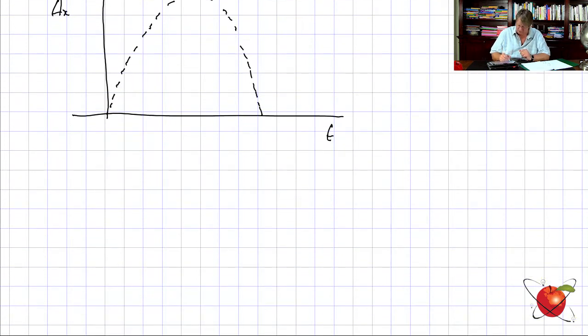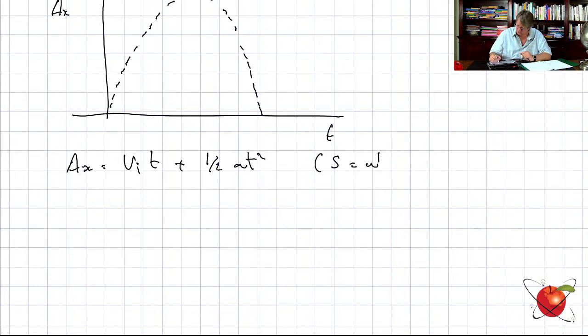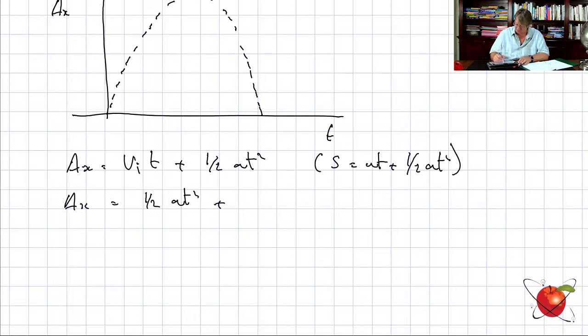Remember, one of Newton's equations was delta x is equal to v_i t plus a half a t squared. Now, for others of you, that is s is equal to u t plus a half a t squared. All right? Now, let's just rearrange this slightly. Delta x here is going to equal a half a t squared plus v_i t. And if we rearrange this, s is equal to a half a t squared plus u t.